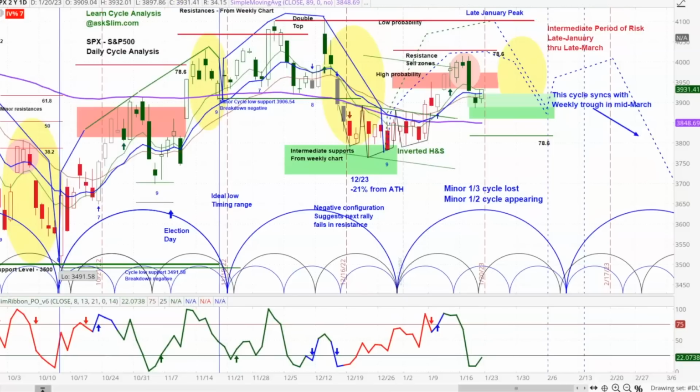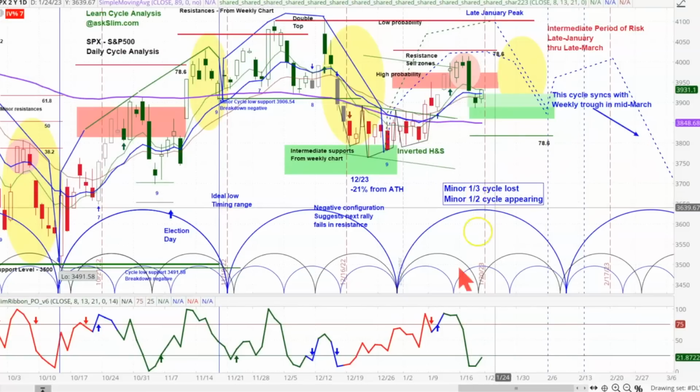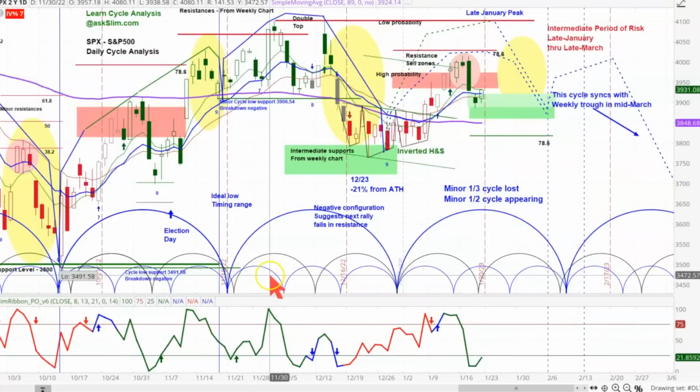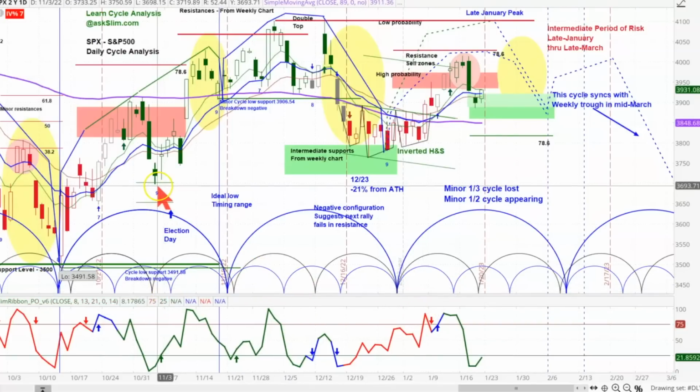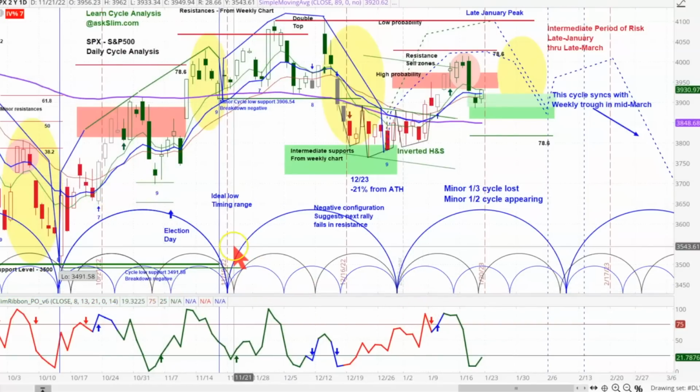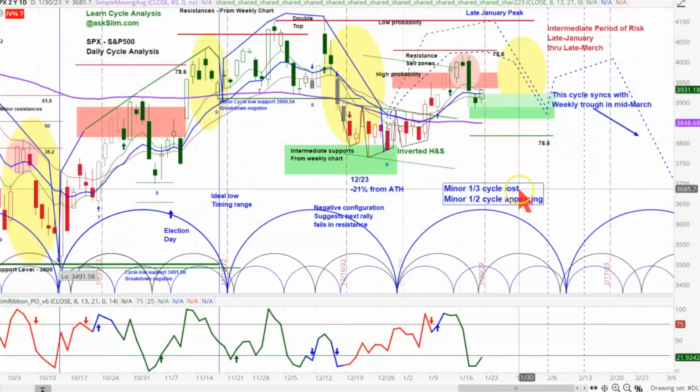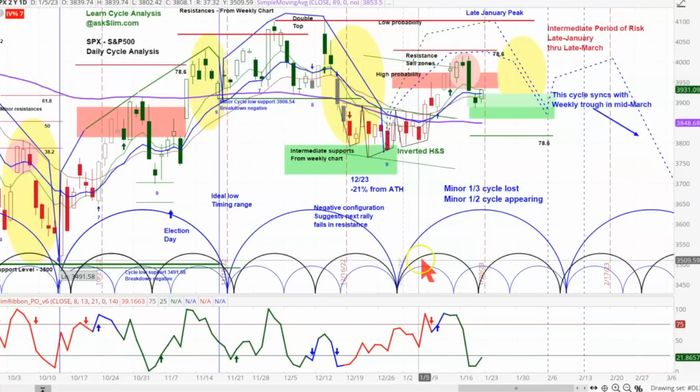And I'm bringing something new in that I shared with our level 4 members just the other day, and that is the minor 1/3 cycle. In other words, this cycle right over here, you could see it's clearly made a low here, here. That's 1/3 of the dominant cycle. That is now lost. It's disappearing, and cycles occasionally go invisible and get taken over by a more dominant cycle.